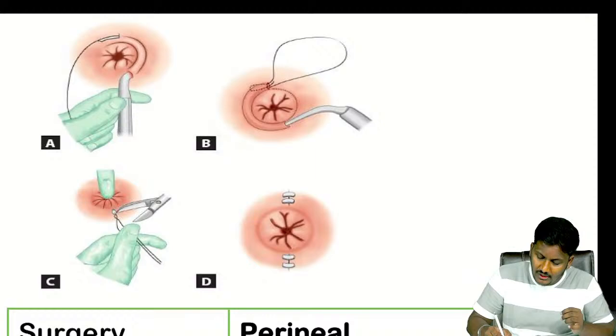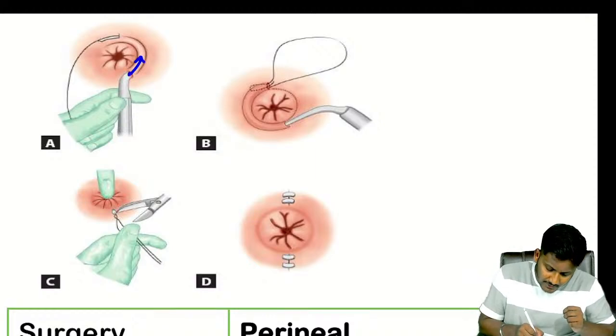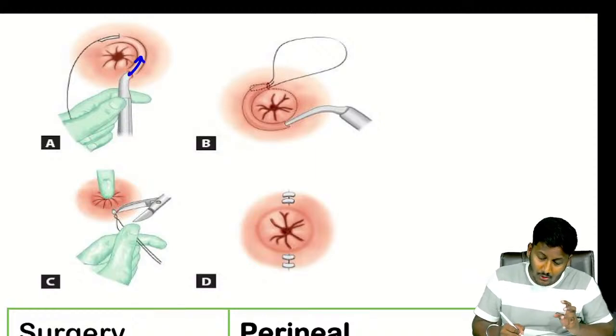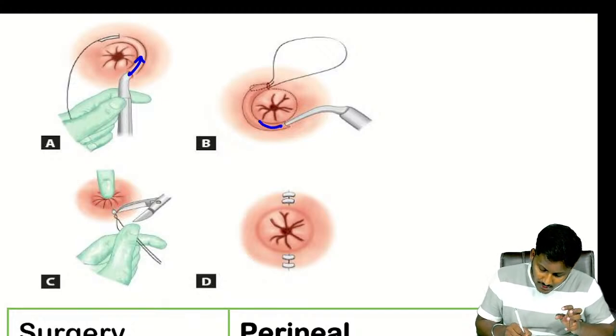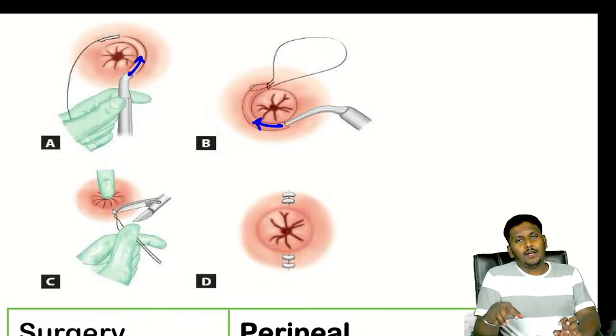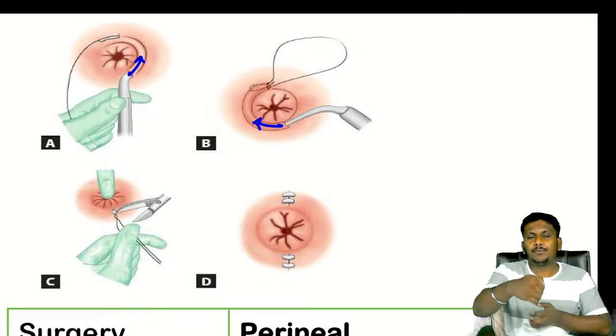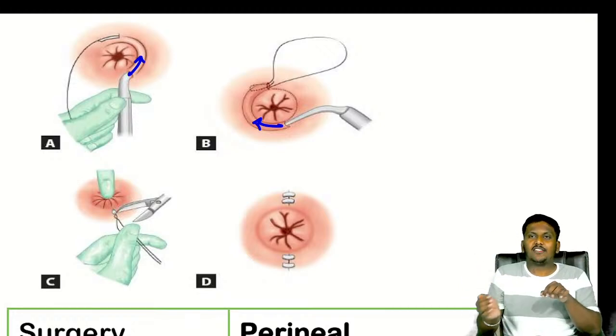See over here what we have created. We have basically created a tunnel around the anal canal in the perineum. And once we have created this tunnel around the anal canal, what we have done, we have actually passed a wire from this tunnel around the anal canal.